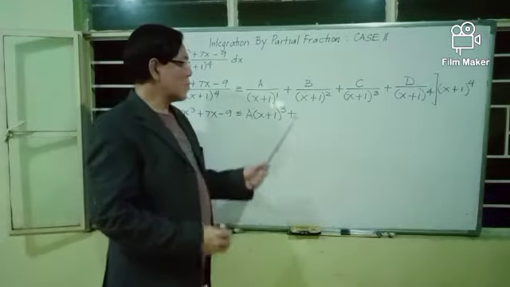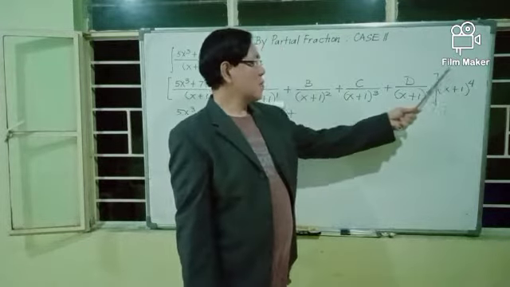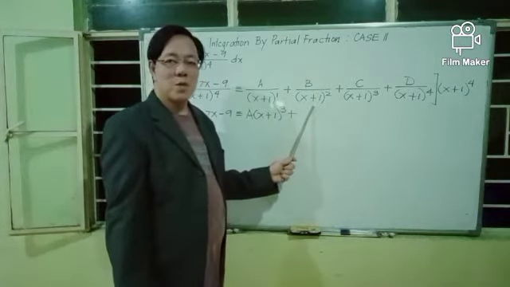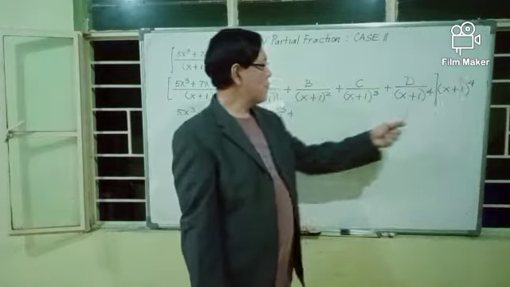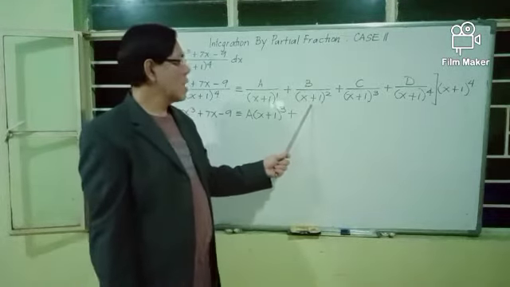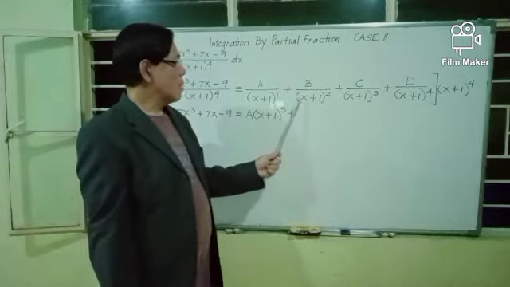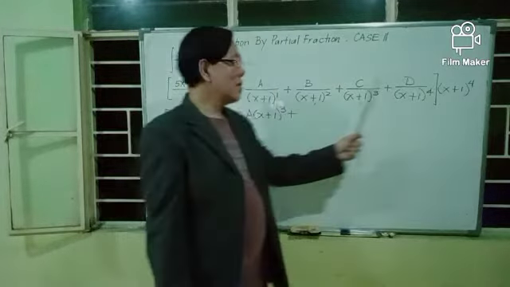The second term we also multiply by x plus 1 to the power 4. X plus 1 to the power 4 multiplied by B over x plus 1 to the power 2. To divide x plus 1 to the power 4 by x plus 1 to the power 2, we apply the property of exponents. And the second term simplifies to B multiplied by x plus 1 to the power 4 minus 2.